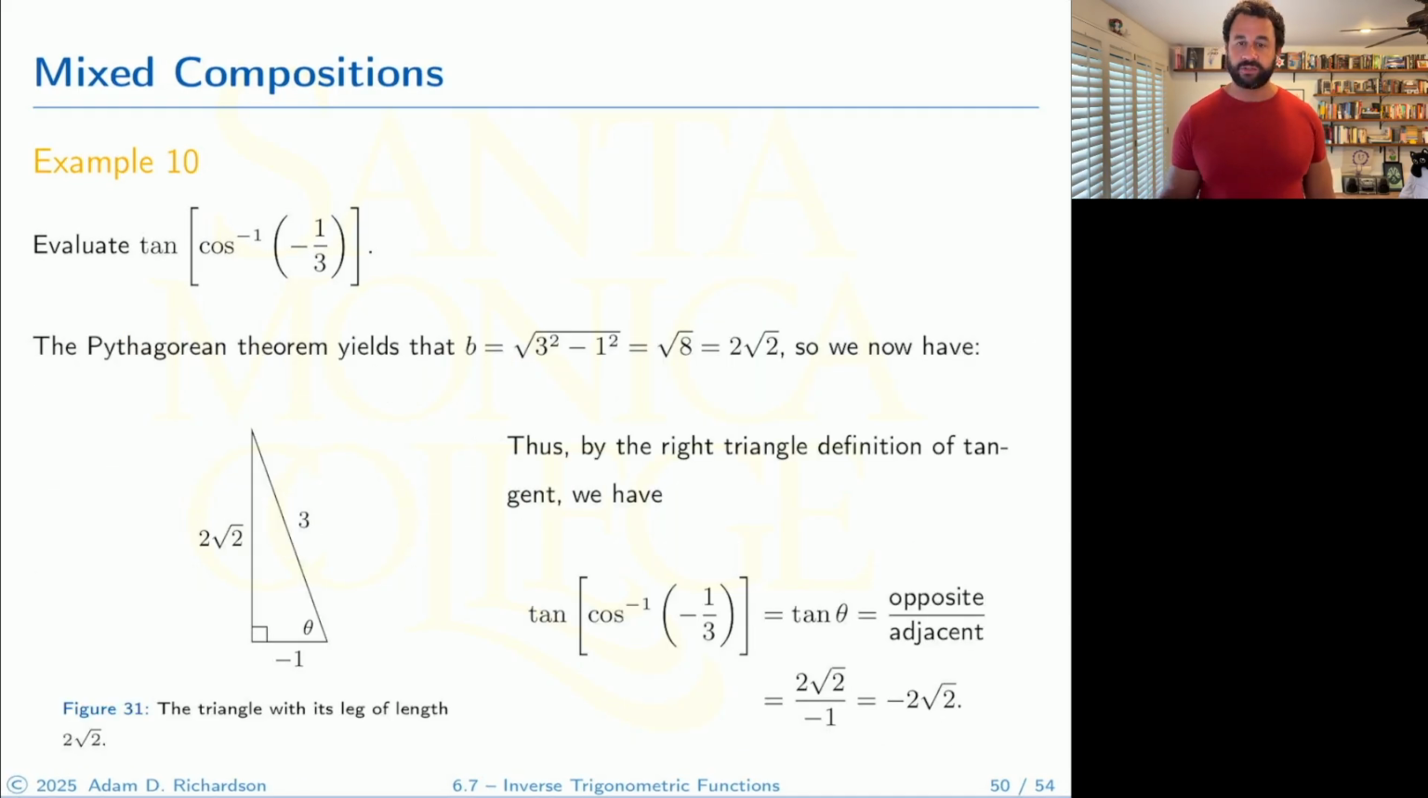Now we can solve the triangle. So we can find the last leg of the triangle. It's going to be 2 root 2 right here. And now tangent is opposite over adjacent. So we get -2 root 2.